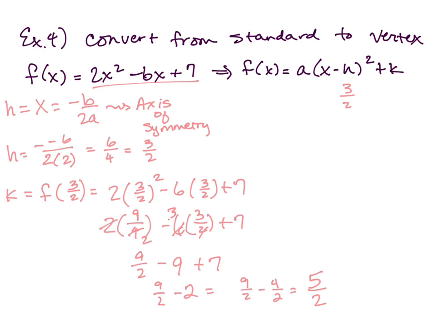Good catch. The 2's don't cancel? No. They combine. We're subtracting them. 9 halves minus 4 halves is 5 halves. The 2's at the bottom, why don't they go away? Because we're combining fractions. If I have a half a pi plus a half a pi, I got a whole pi.